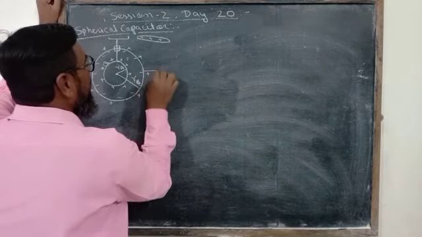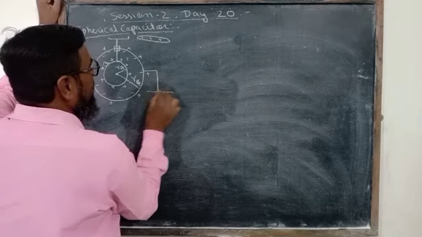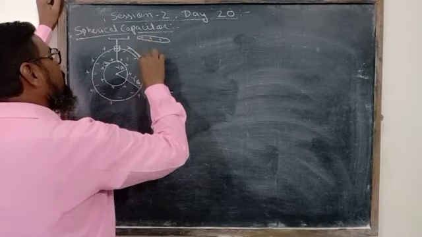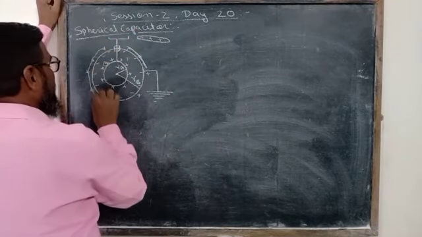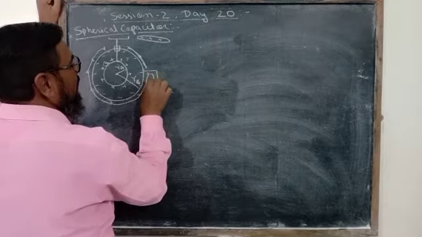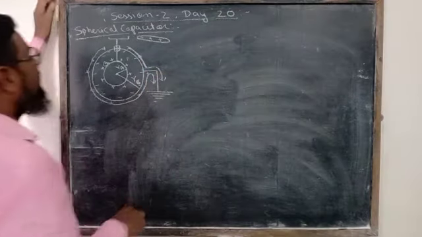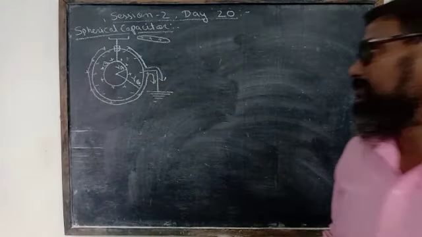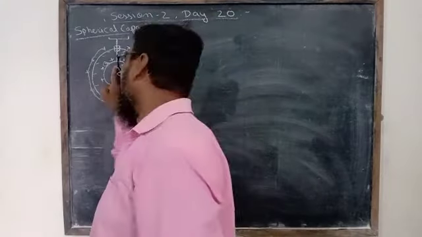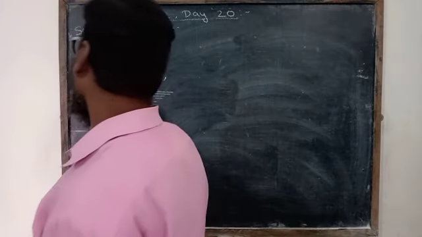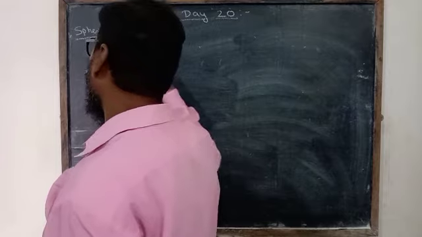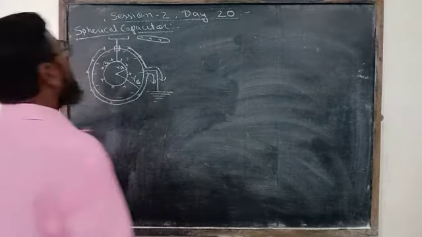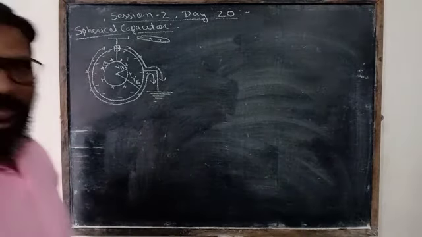Now, when we provide earthing to the outer sphere, the positive Q charge of the outer part of the sphere goes to the earth. So in this manner, now we have plus Q charge on the outer surface of the smaller sphere and minus Q charge at the inner surface of the outer sphere. So in this manner, this is called the spherical capacitor.